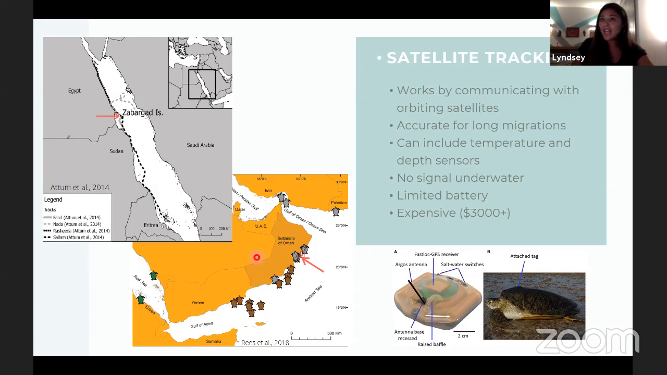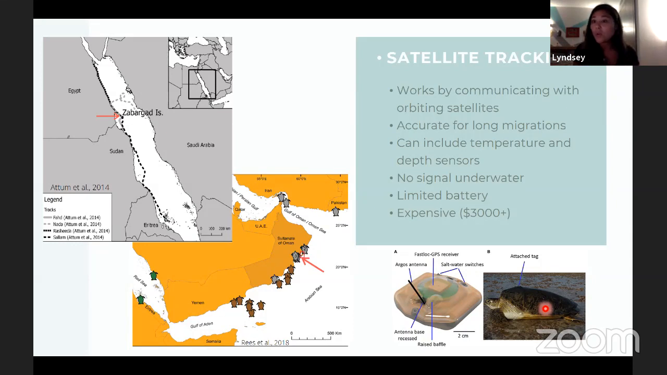How satellite tagging works is they are equipped with an antenna that you can see right here, and this antenna communicates with orbiting satellites. But the downside is that this antenna needs to be out of the water. So you can see that there's a little tag on this turtle, and whenever she or he comes up to breathe, that antenna is going to stick out of the water a little bit, and during that time, it's going to be able to communicate with the satellites.